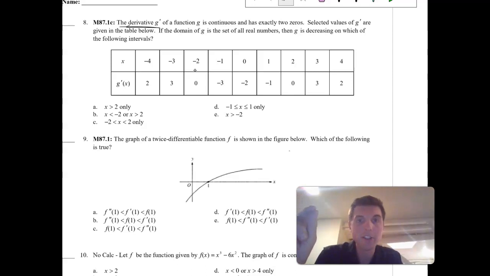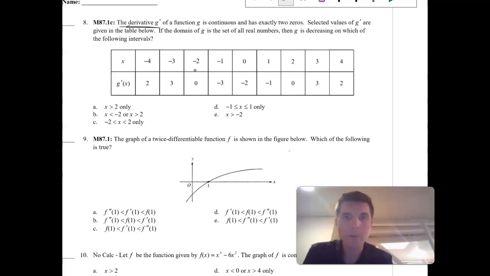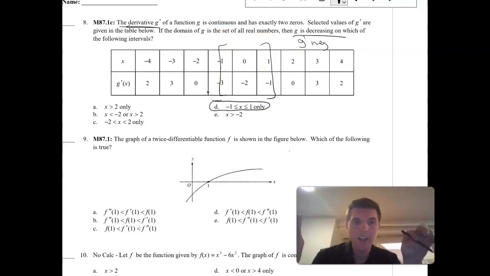Okay, our goal is to figure out where g is decreasing. So we're given the derivative. Looking at this fact, that's our goal. Where is g prime negative? A lot of you had this interval from -1 to 1. So you said D. That is a chunk where the derivative is negative. That isn't wrong at all.